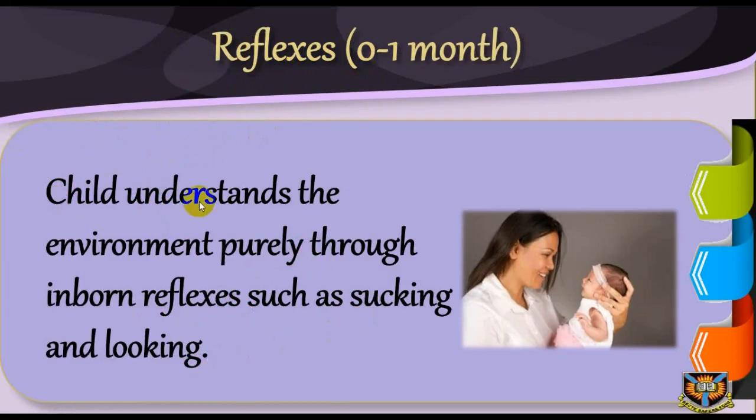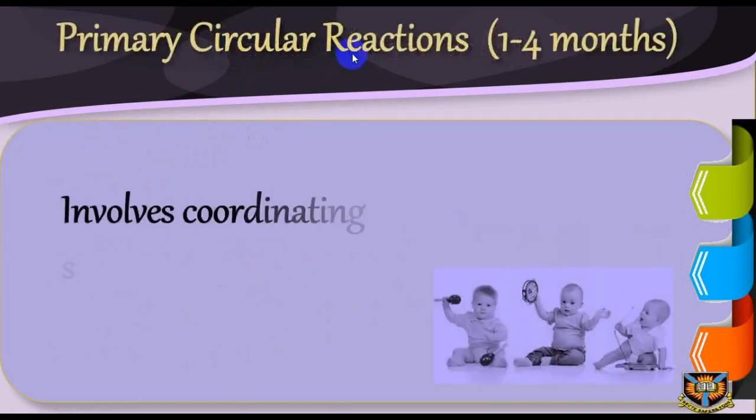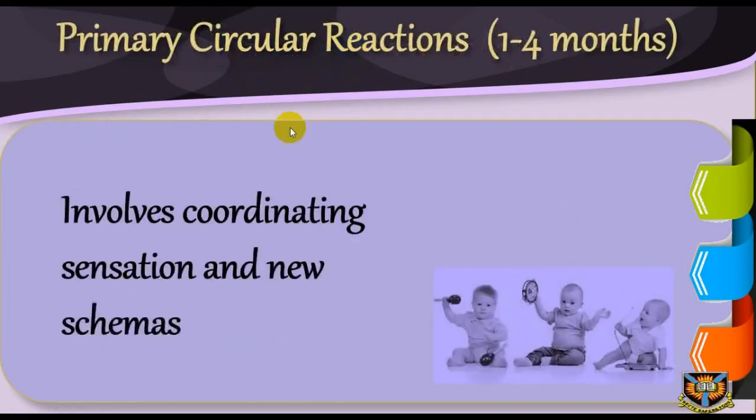The next stage is the primary circular reactions that spans between 1 and 4 months. This substage involves coordinating sensation and new schemas. For example, a child may suck his or her thumb by accident and then later intentionally repeat the action. These actions are repeated because the infant finds them pleasurable.